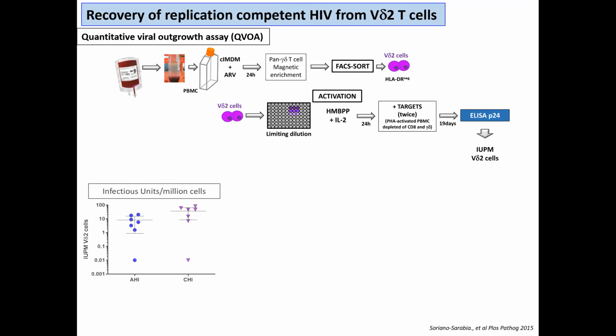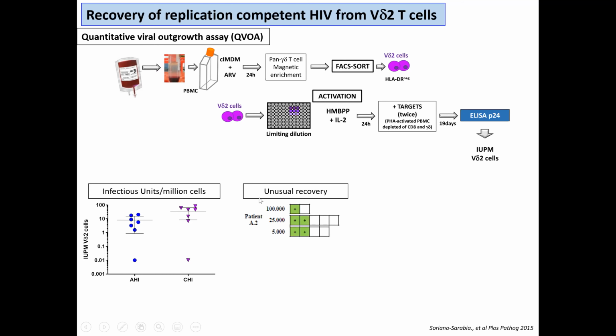So using this assay, we were able to recover replication competent HIV from isolated VD2 T cells from both people treated in the acute phase of the infection, AHI, or in the chronic phase of the infection, CHI.